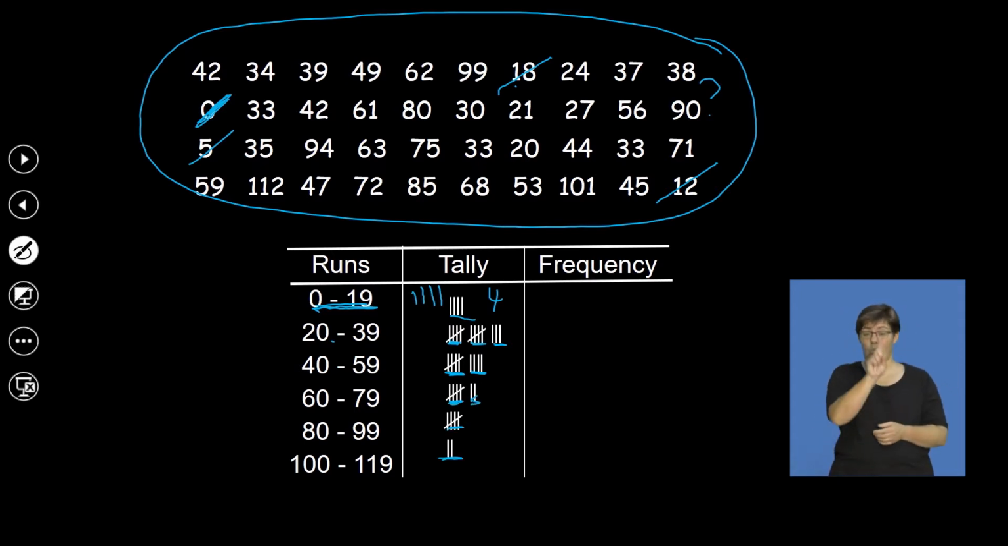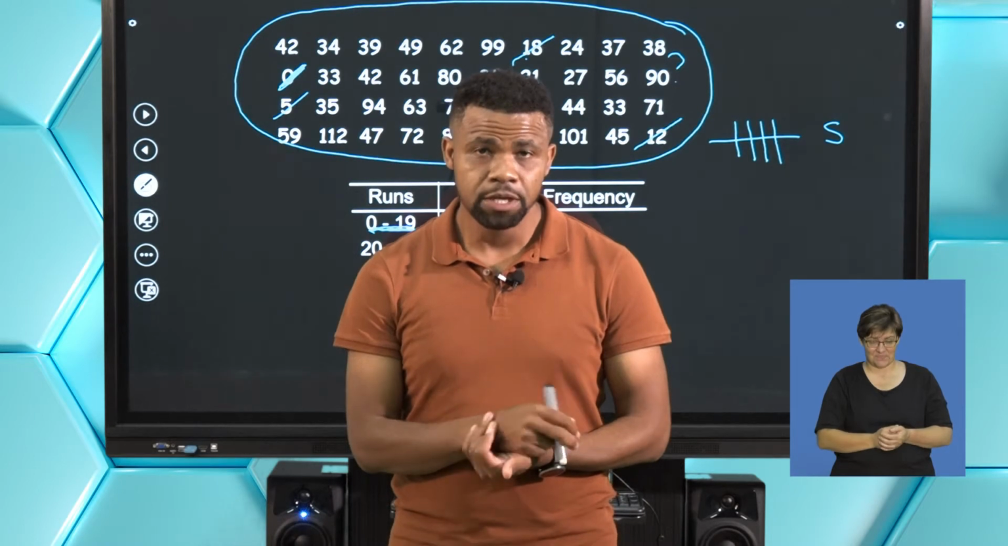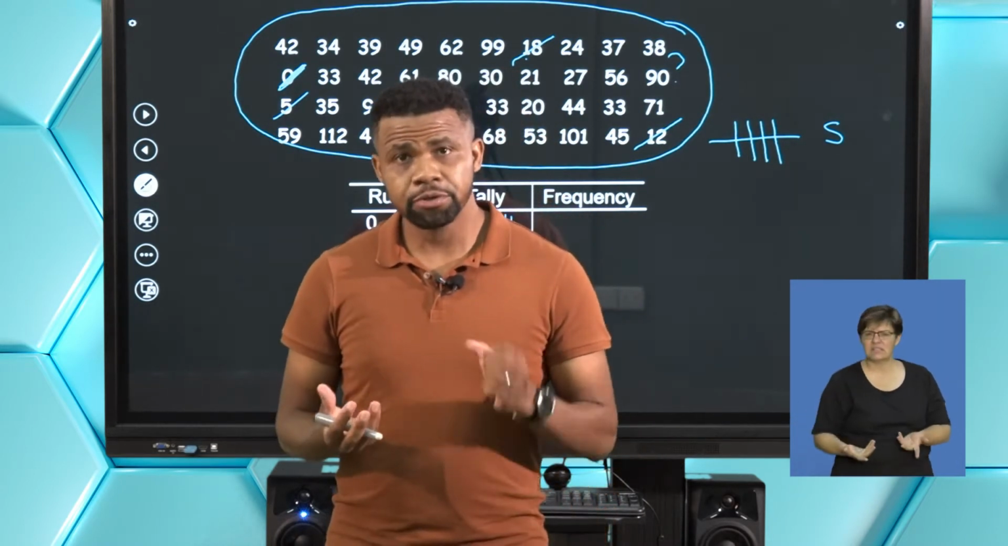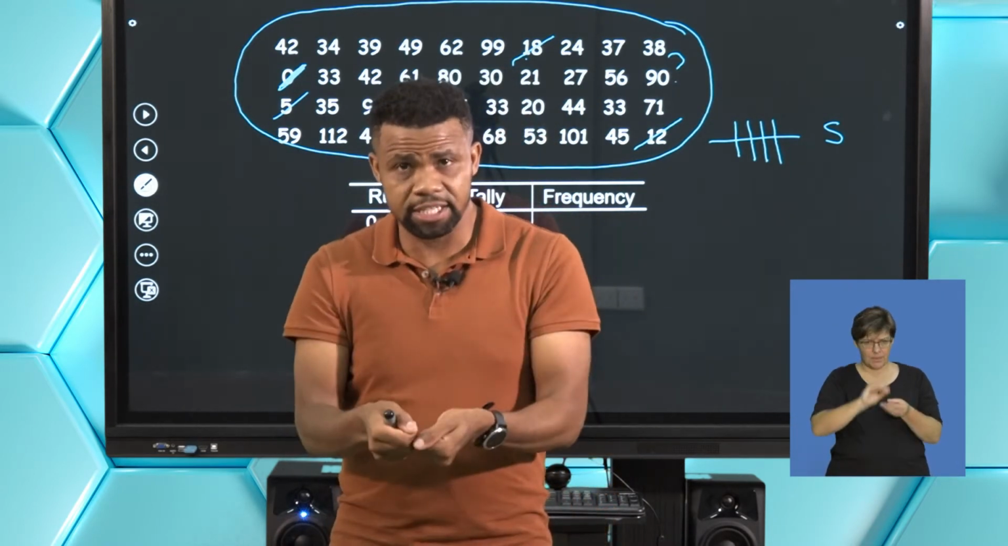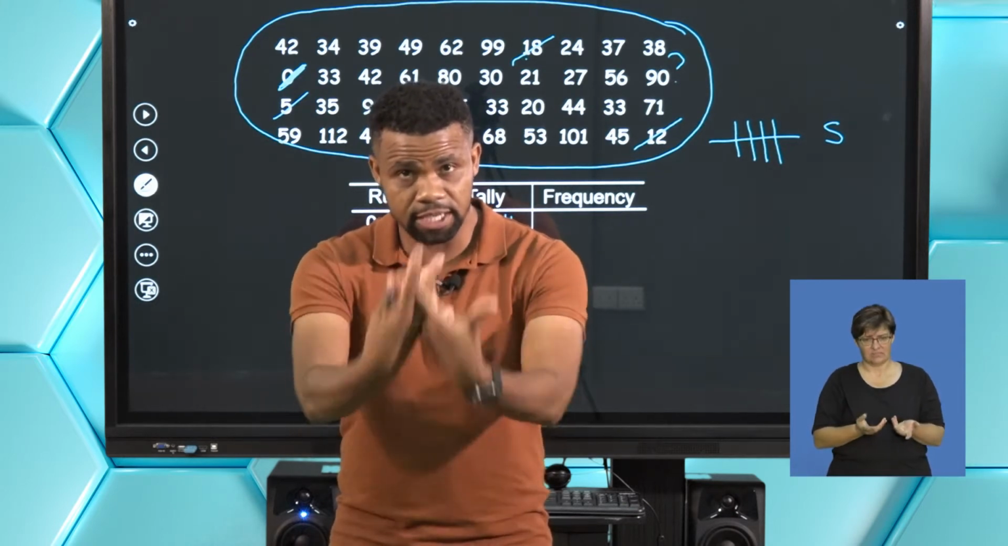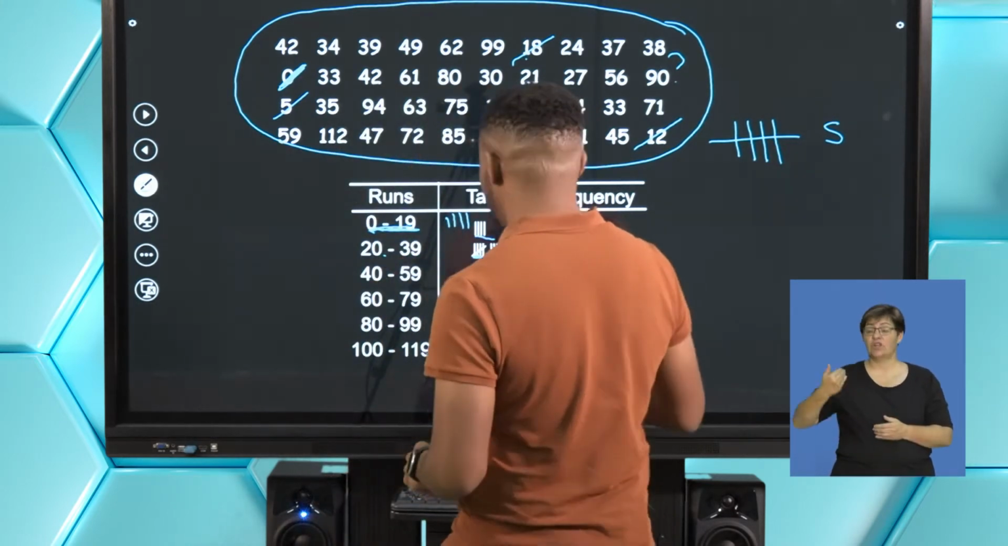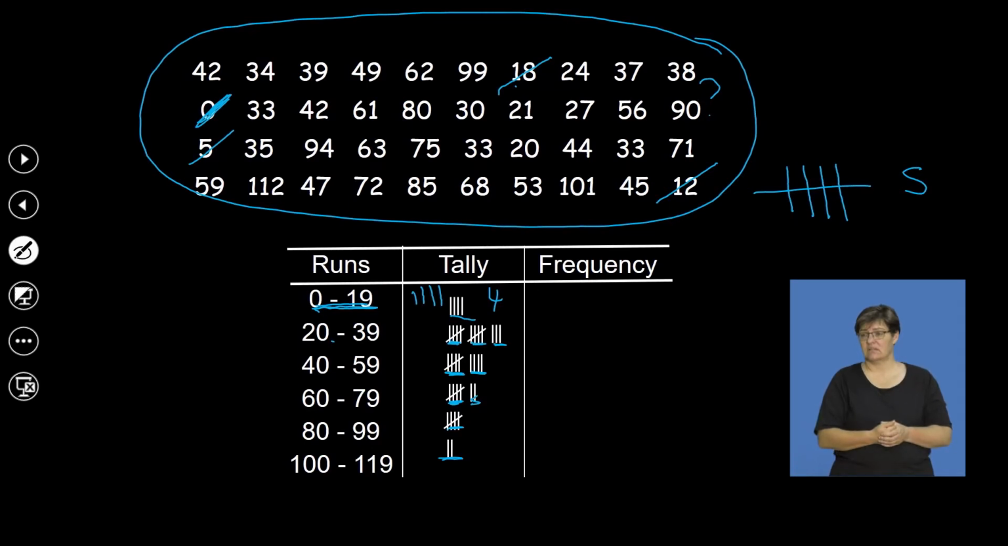How do we do this? This is 1, this is 2, this is 3, this is 4, then number 5, that's how we do it. So this represents 5 in tallies, okay? Then what about frequency? The frequency is just the total tallies. We just sum the tallies. So for frequency, we're going to have 4 there, 13, 9, 7, 5, and 2.